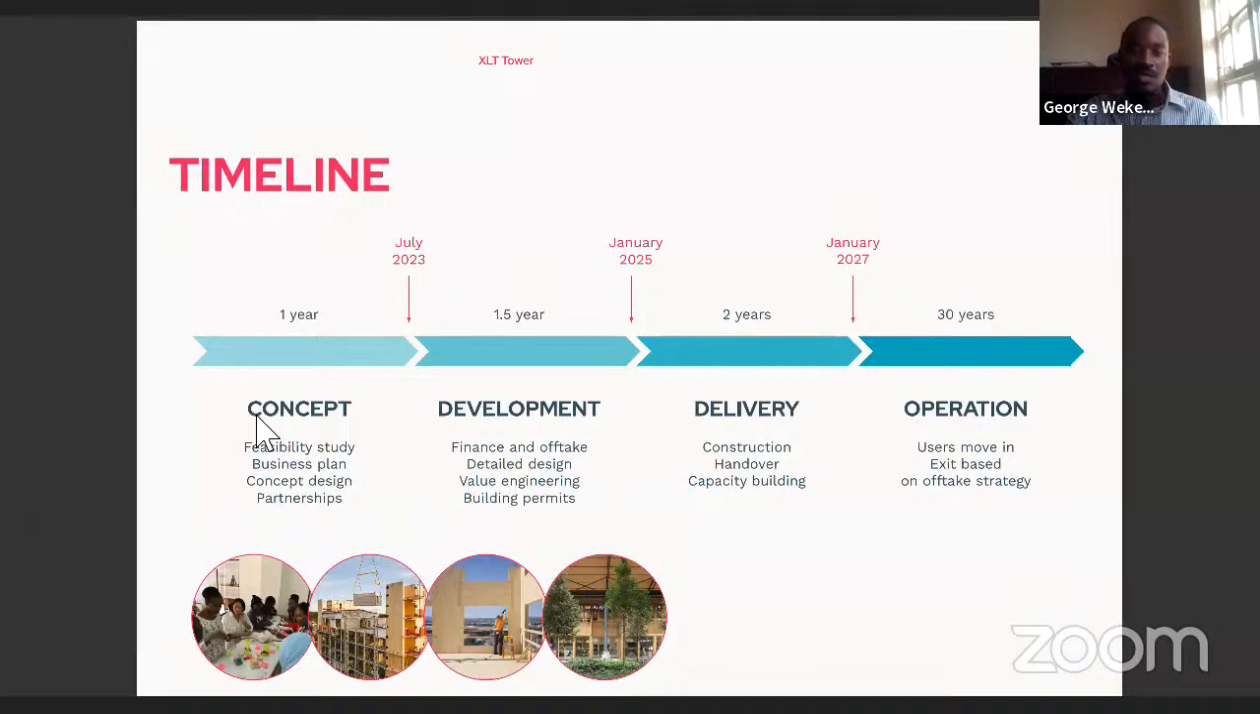So now we are at the design phase. From the middle of the year to mid next year, we will be doing more development activities, talking to different off-takers and doing more detailed design, ensuring that the building permits are in place. Then within the following 2 years, we would do the construction, handover, and the capacity building. And as I mentioned, we would exit the project right after the construction.